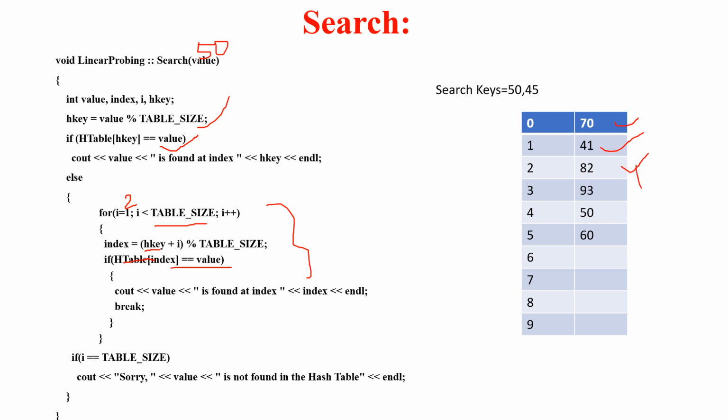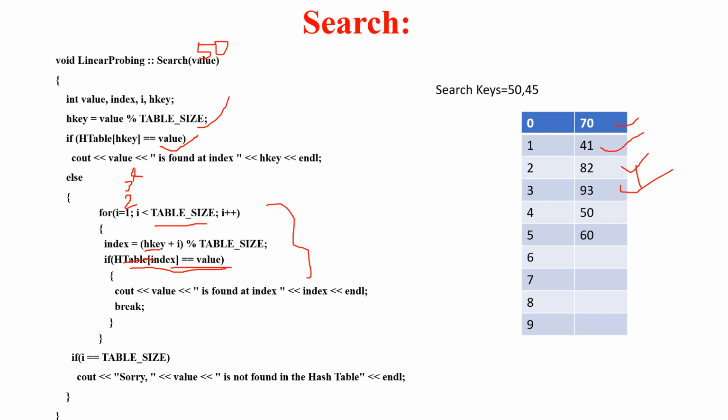Then I will increment it to 3. So now I becomes 3, and h of k value is 0. So 0 plus 3 modulus table size means 3 modulus 10. You will get the third index. Now check whether the third index is equal to 50. No, this is not 50. Then again, don't execute this part. Now I becomes 4. Here h of k value is 0. 0 plus 4 modulus 10. So what will you get? 4 modulus 10 equals 4.